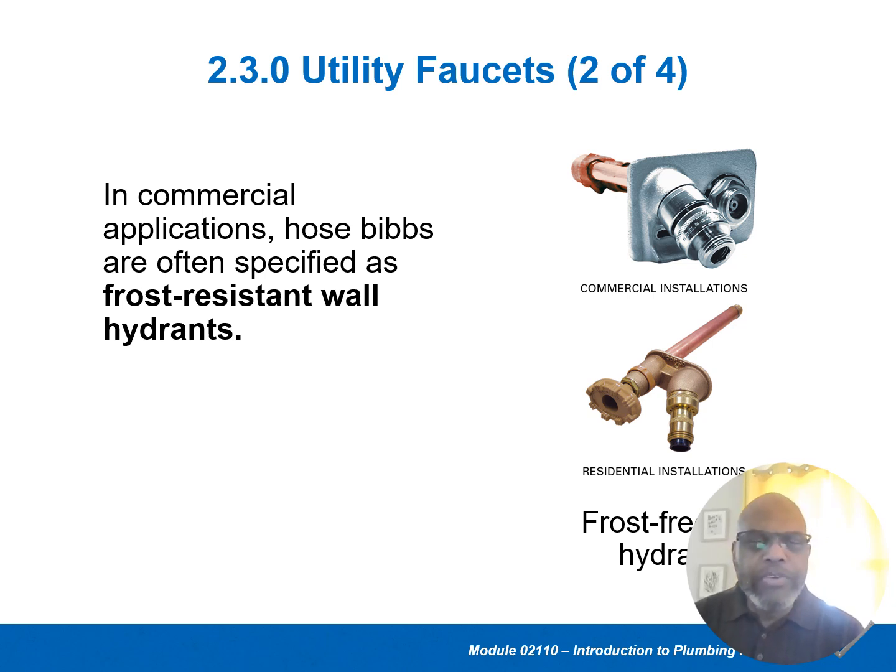In commercial applications, hose bibs are often specified as frost-resistant wall hydrants. They make them for residential too, so it's not just commercial. But for sure, for commercial applications, this particular one will have a key. It's a square head key that you slide here to turn the water on and off, but it will drain it out and close it back.